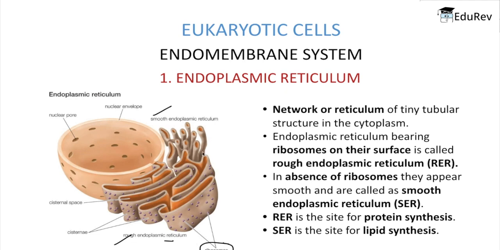So as we have seen that this surface is very smooth, and we also know that lipids such as fats are also very smooth in their texture. So that is how you will remember that smooth endoplasmic reticulum is the site for lipid synthesis. Now another important function of ER, that is endoplasmic reticulum, is the synthesis of carbohydrates inside the liver.